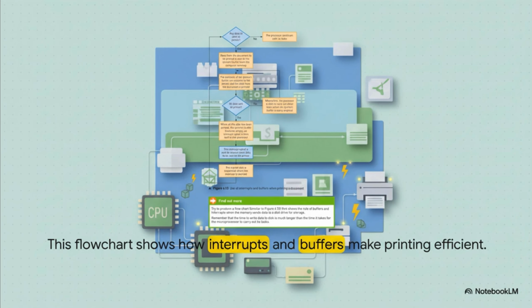Let's walk through this flowchart for printing. The processor sends a chunk of data to the printer's buffer. That's just a temporary holding area. Now, while the slow printer is busy working on that, the processor is free to go off and do other stuff. As soon as the printer is ready for more data, it sends an interrupt signal, that tap on the shoulder. The processor quickly sends the next chunk of data and then goes back to its other work. This cycle just repeats over and over until the whole document is printed.